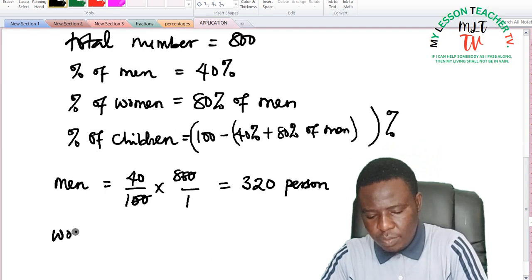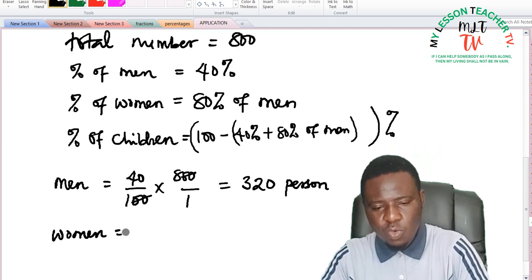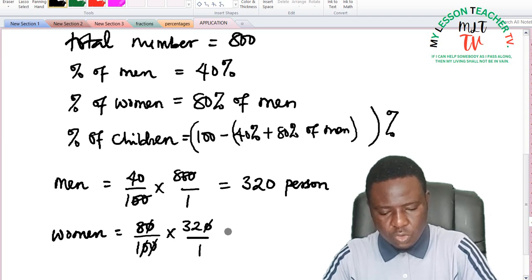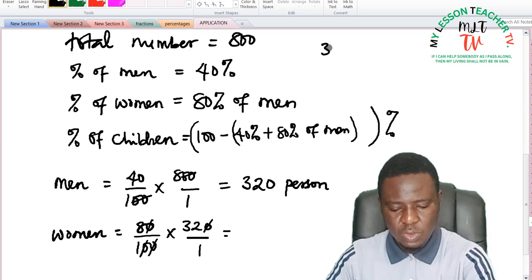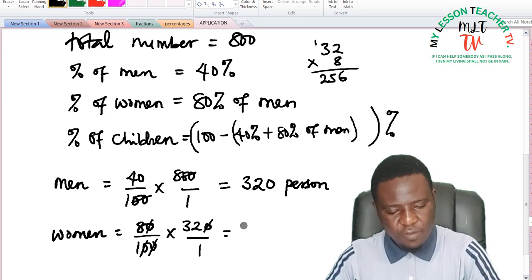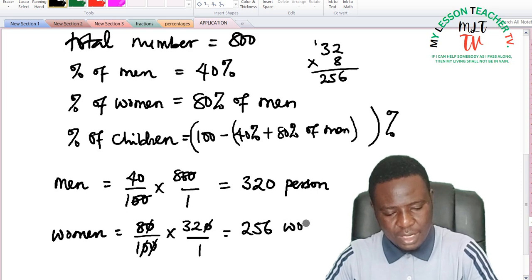Women, we are told, is equal to 80% of men. So 80% of men is said to be this. This will cancel. So we have 32 times 8. 8 times 2 is 16, carry 1. 8 times 3 is 24 plus 1, 25. So we have 256 women in that rally.